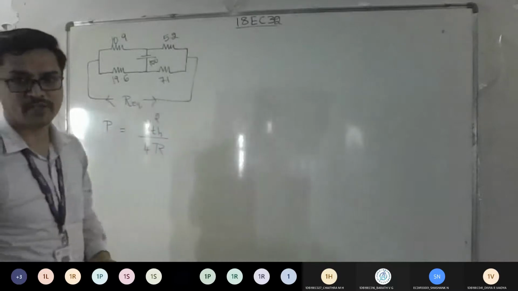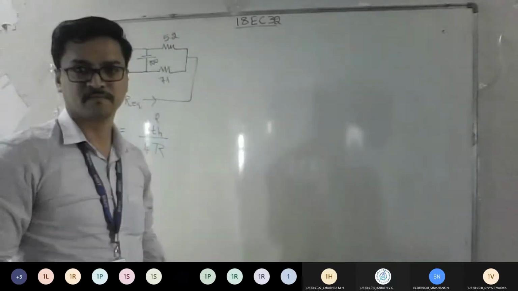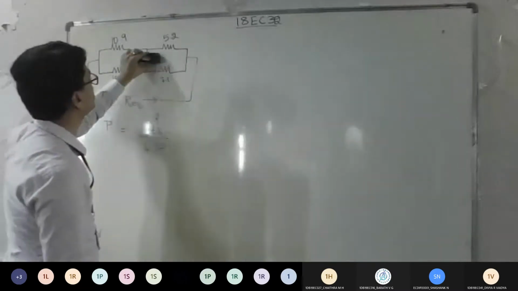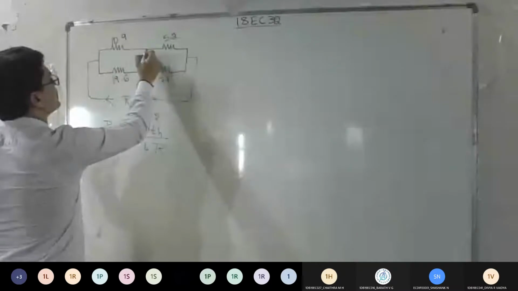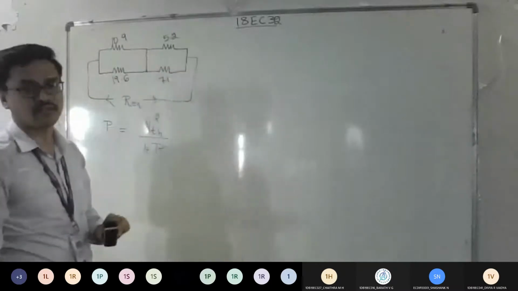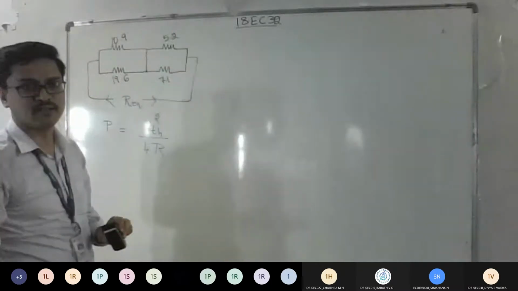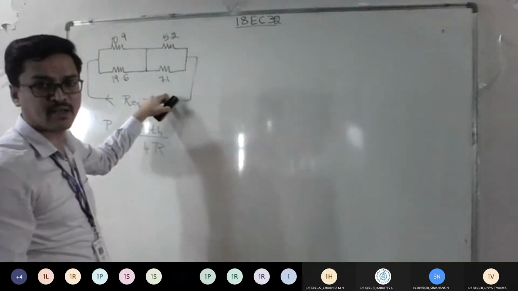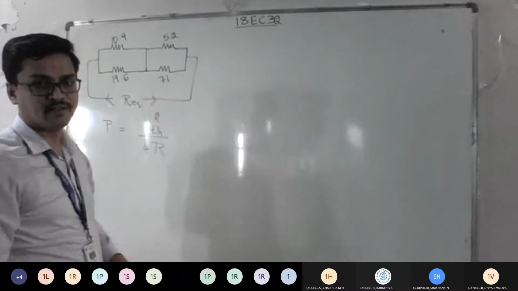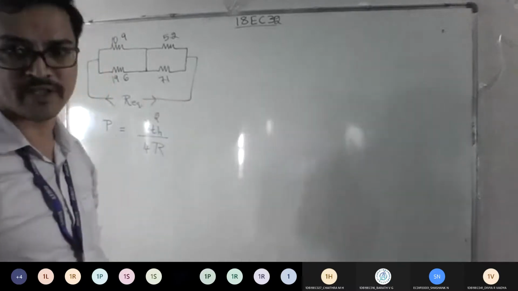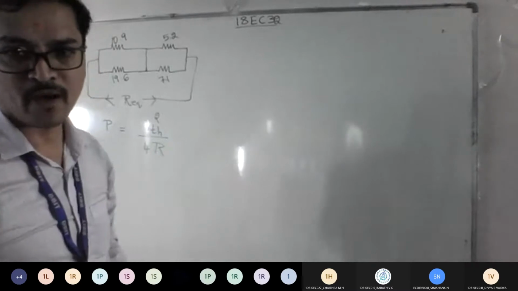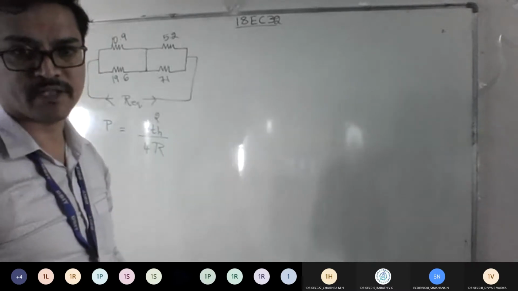Fine. So what will happen to my 100 volt voltage source? It is going to get shorted, correct? So now you need to find R equivalent. What is the procedure here? How many series and how many parallel combinations can you find?